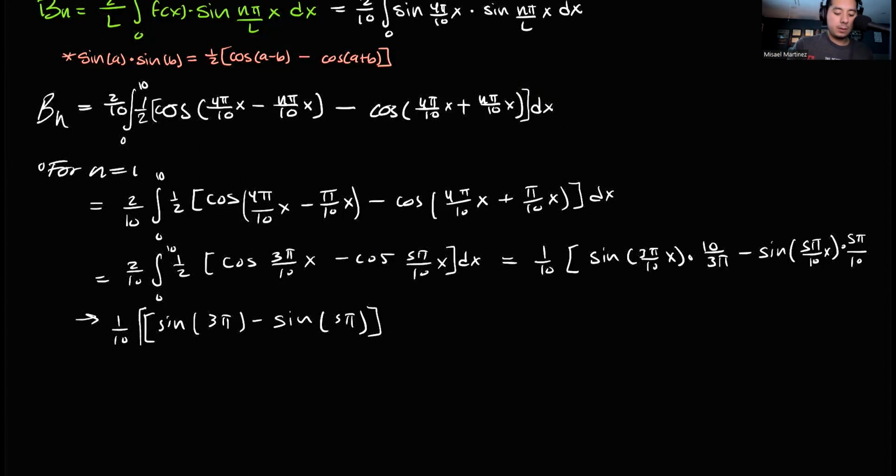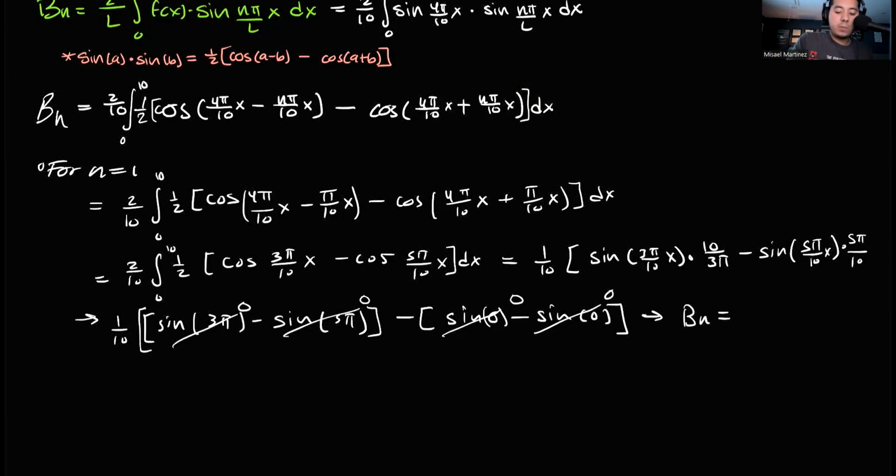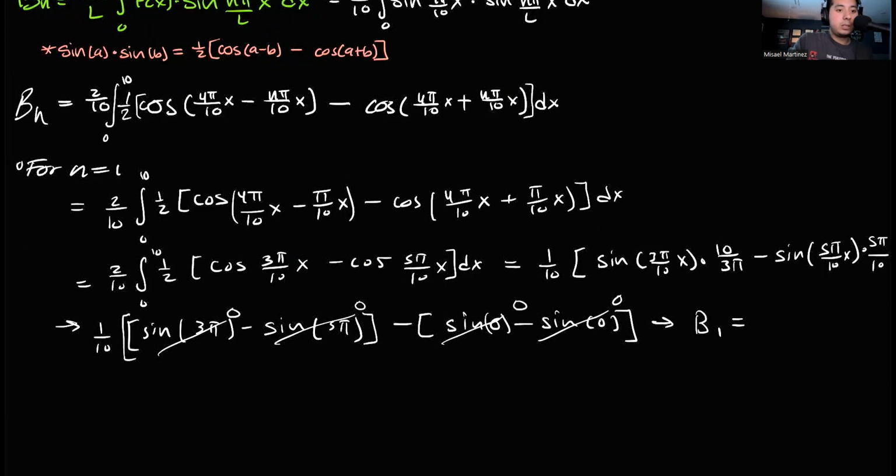And this is minus sine of 0 minus sine of 0. All right, so with this, we can see what our value for Bn will be. Well, sine of 0 is 0, right? And then sine of any multiple of pi is 0. So Bn, not Bn, B1, the value for B1 is 0.